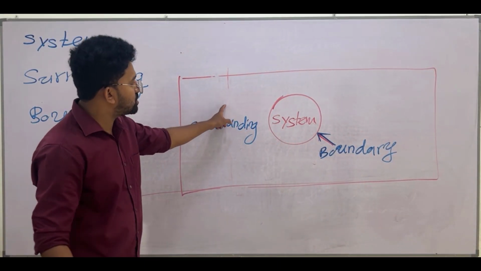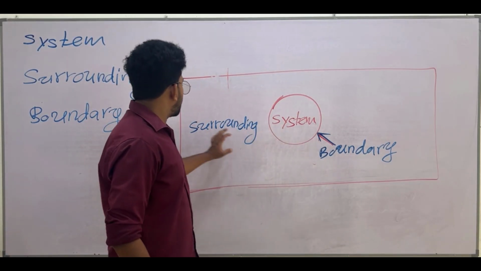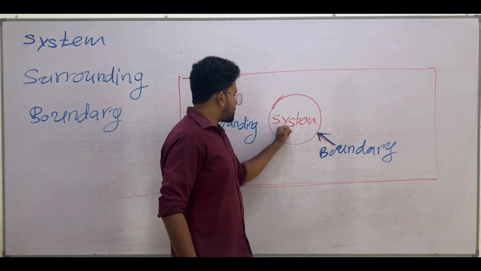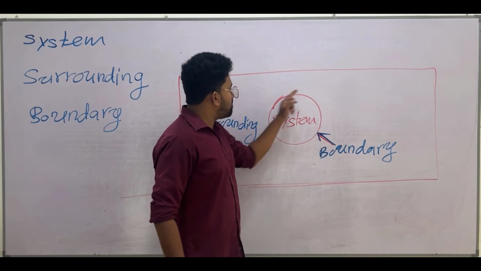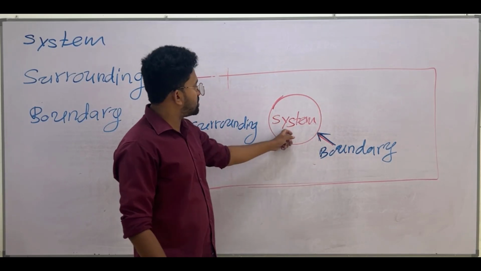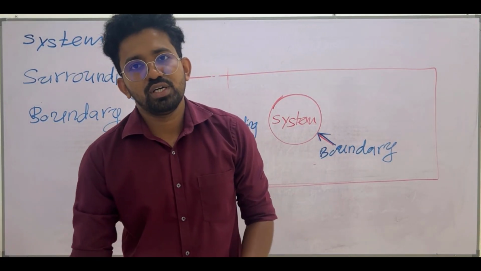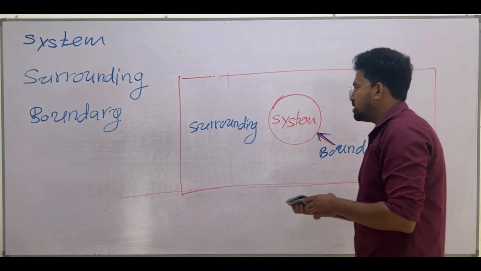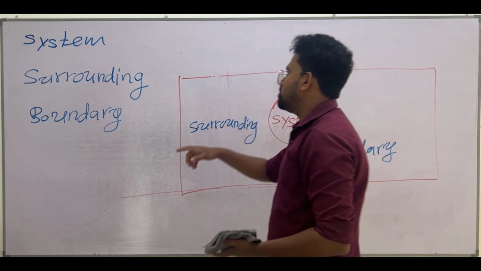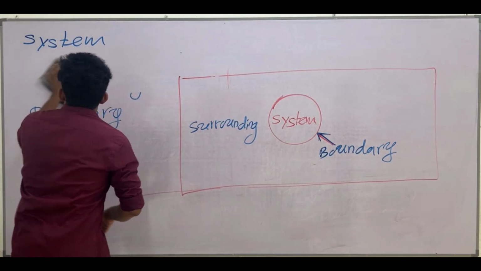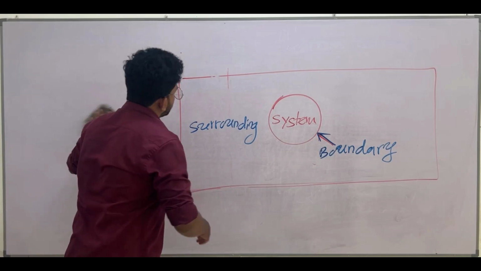Within that box, you can draw this: surrounding, system, and this is the boundary. Right? So that part is over. Now that is also over. And then let's move to the other topic.